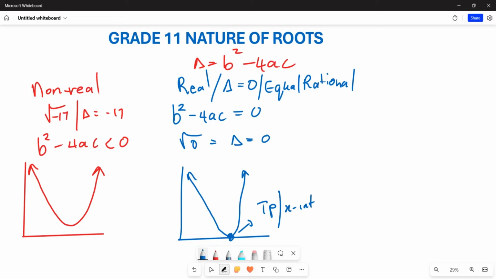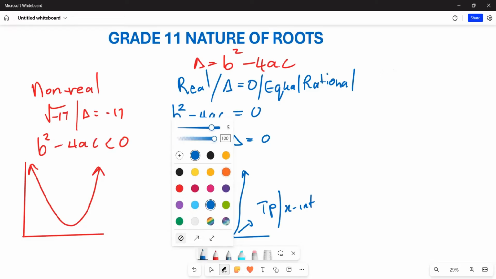And now, after real roots, you are also going to have roots that are real, but now they are going to be unequal, right? Let's get another color so that you can differentiate this, right?